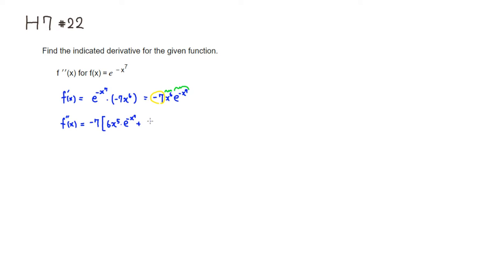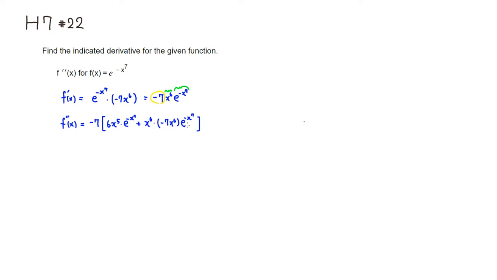Plus, we have x to the 6th times the derivative of the second guy, which is actually the derivative we just found. So it's the same thing. It's going to be negative 7x to the 6th e to the negative x to the 7th power. Then put the bracket there.